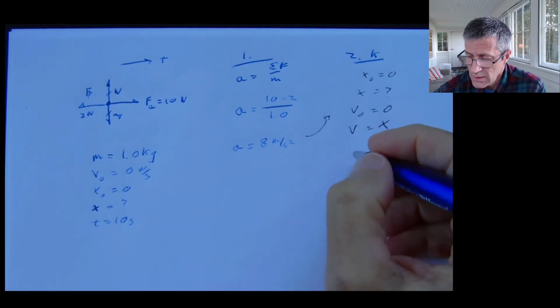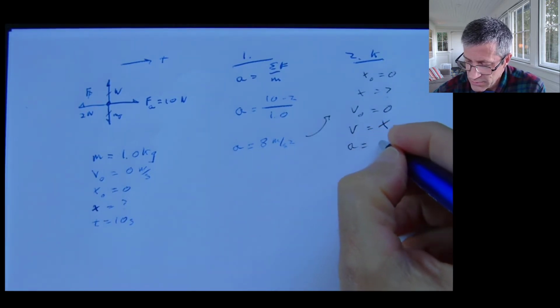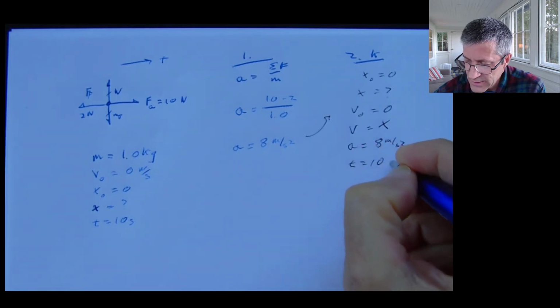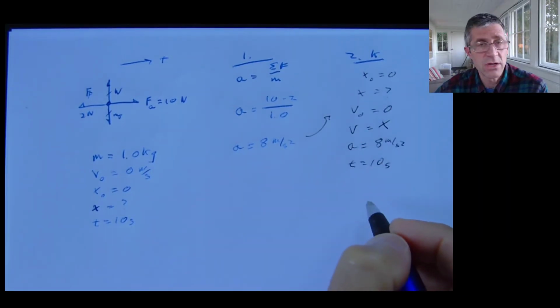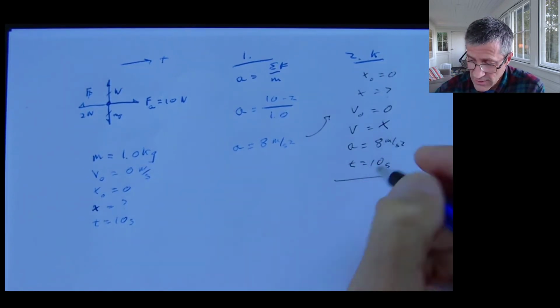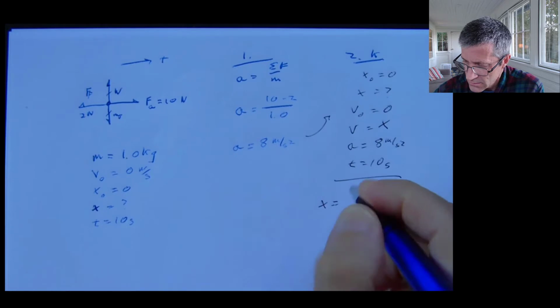I don't need to know it. The acceleration is going to be 8 meters per second squared, and the time is going to be 10 seconds. So now I'm going to hunt for a kinematics equation, and the one that's going to work is the one that doesn't have final velocity, which is going to be this one.